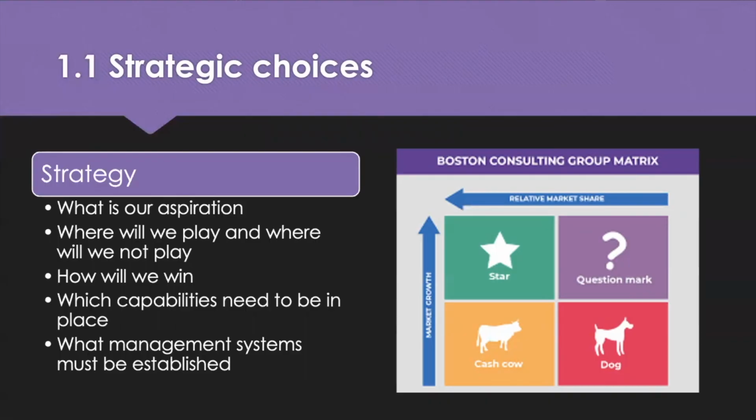So the things that make up strategy will include: what is our aspiration? Where will we play and where will we not play? How will we win? Which capabilities need to be in place and what management systems must be established? And strategic choices at an international level relate to an organisation's international strategy. This is regarding the business conducted outside of its national boundaries.